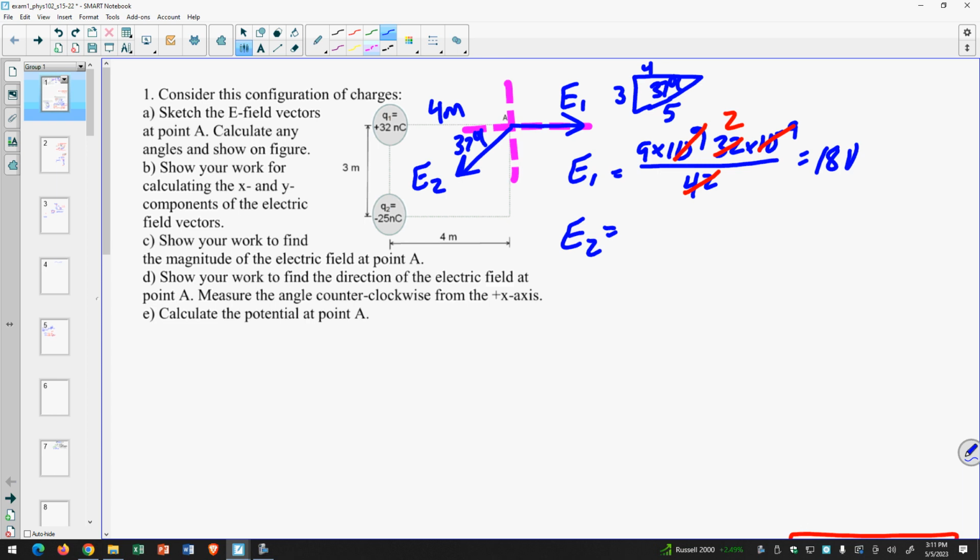How is r 4? R is the distance from here over to here. Okay. And so it's the same as what's right there.